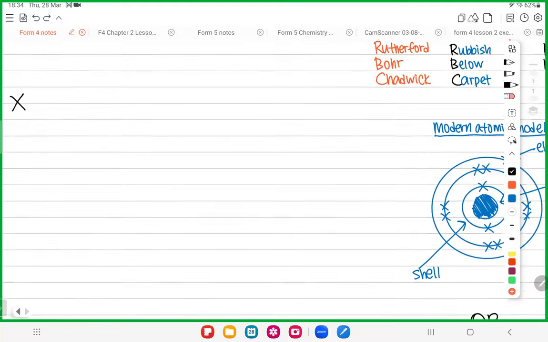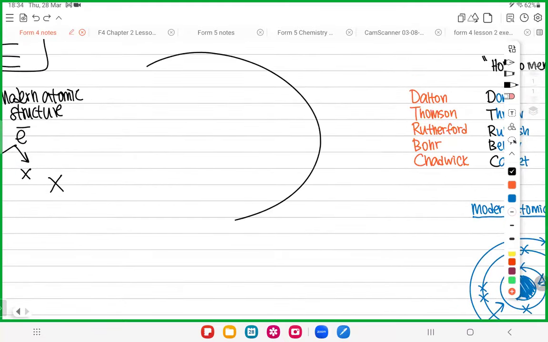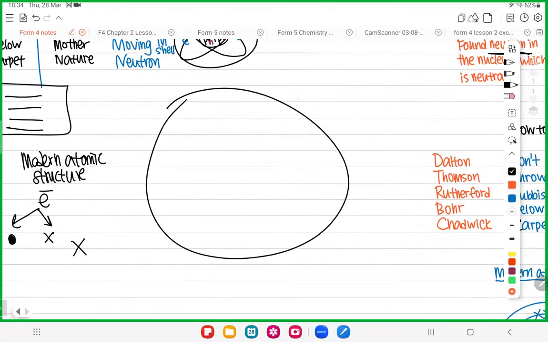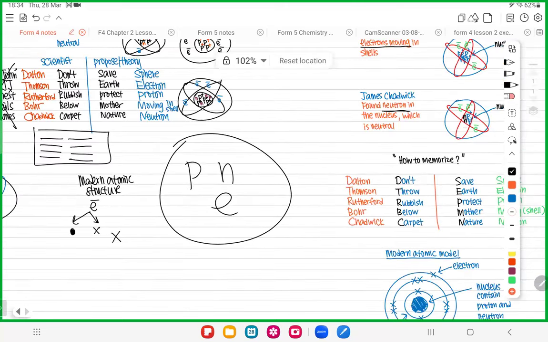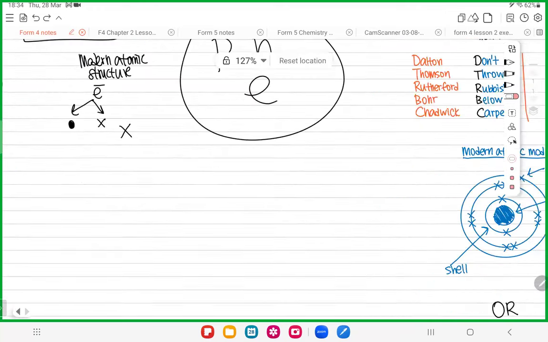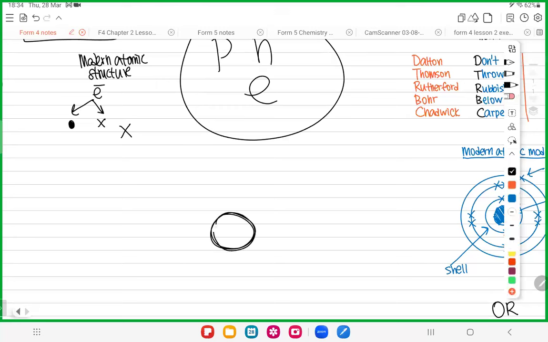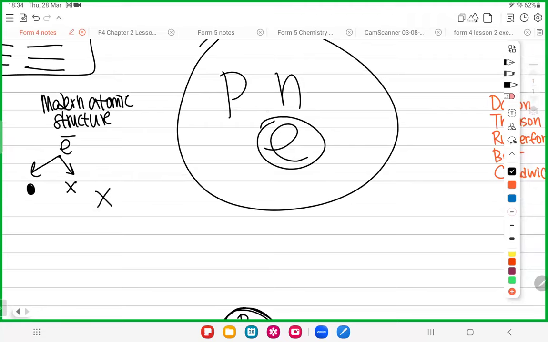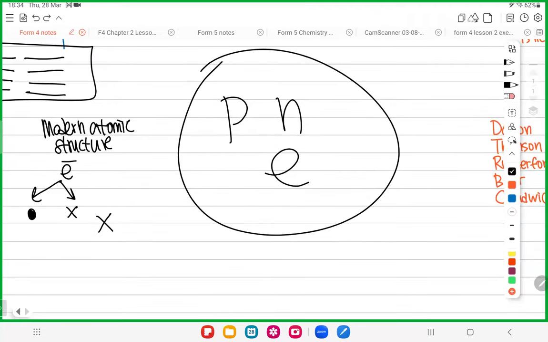So you draw like this. In the atom, we know inside you have proton, neutron, electron, isn't it? So how do we draw it? In the atom, you have a nucleus. Inside the nucleus, you have proton and neutron. And then where is electron? Electron is outside the nucleus and moving in the shell.